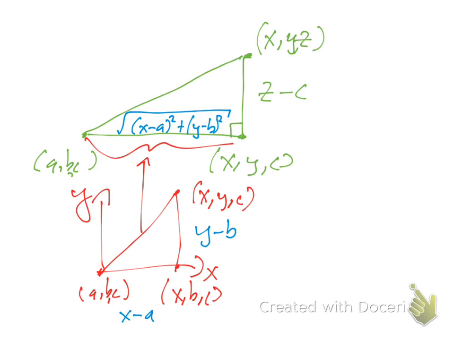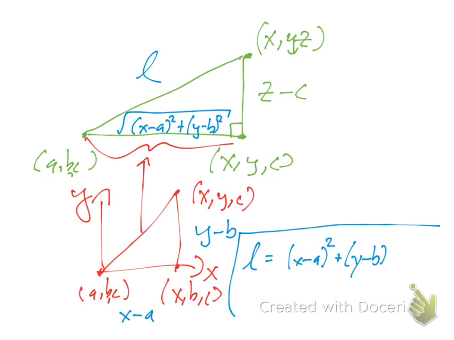And so then, if this is L, you can work out pretty quickly that L should be the square root of X minus A. So I'm not going to have room for that. Hold on a second. Let's try it one more time. Let's try L equals the square root of (X minus A) squared plus (Y minus B) squared plus (Z minus C) squared. And so here's your distance formula.